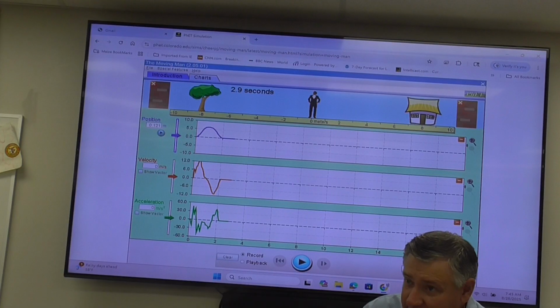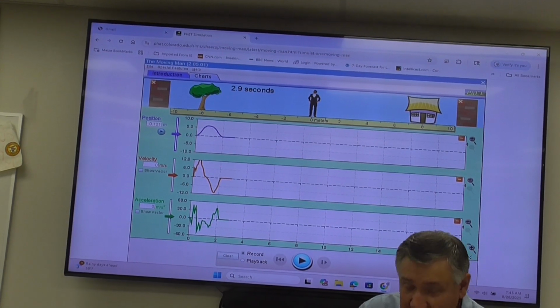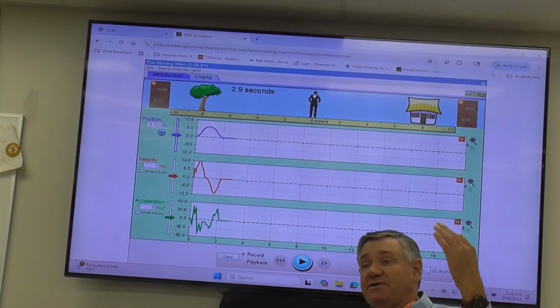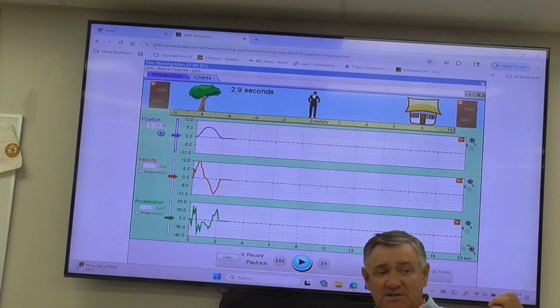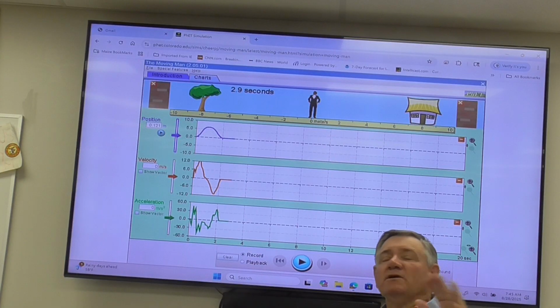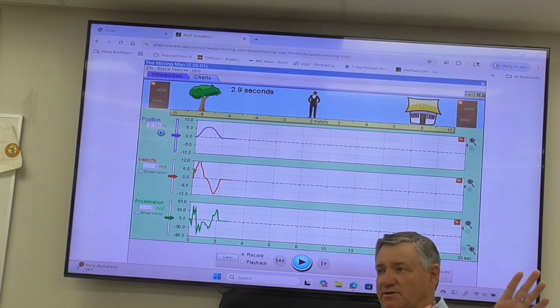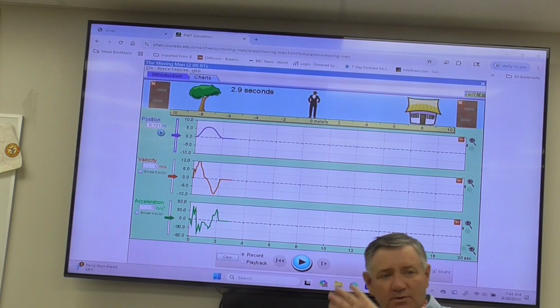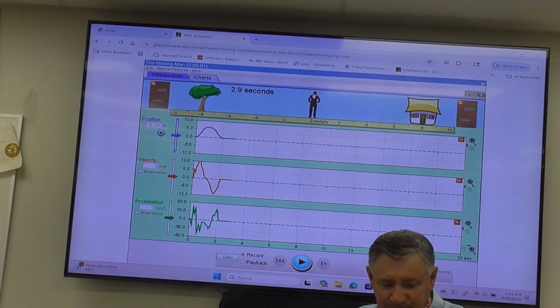Slow down, stop, speed back up. Those are the three criteria that have to be met for something to change direction. Now, again, don't get hung up on, well, what about circles? We are not dealing with circles. We'll deal with circles later. That's a whole other ballgame. All we're dealing with is motion in one direction.